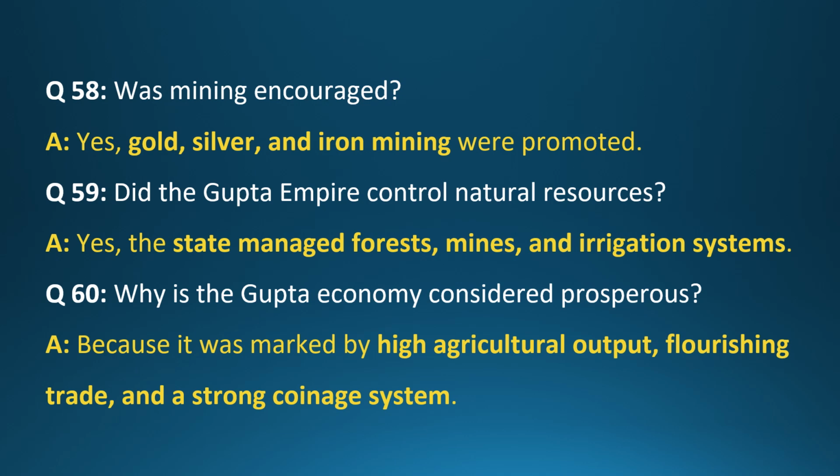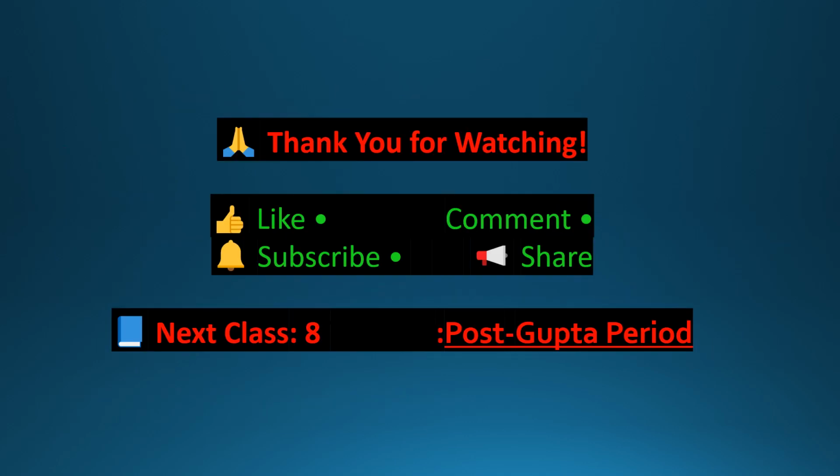Question 59. Did the Gupta Empire control natural resources? Answer: yes, the state managed forests, mines, and irrigation systems. Question 60. Why is the Gupta economy considered prosperous? Answer: because it was marked by high agricultural output, flourishing trade, and a strong coinage system.